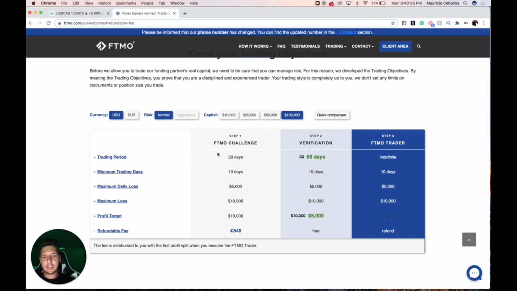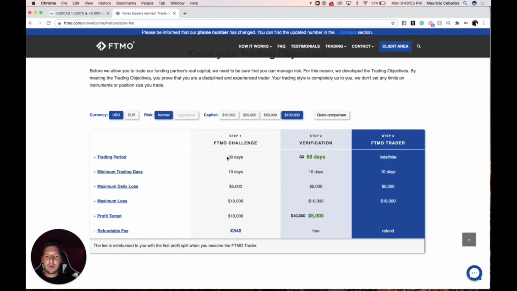Now, in this $100,000 account and in all the other ones, they have the same criteria, which means you have the same period of days, the same amount of minimum trading days, the same maximum daily loss, the maximum loss in total, and your overall profit target. So let's break it down for the $100,000 one.